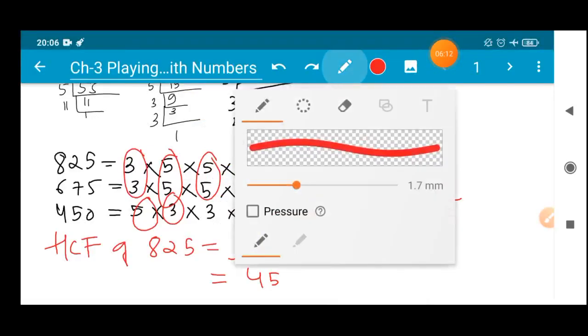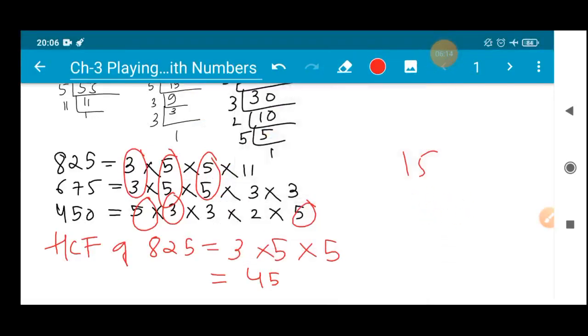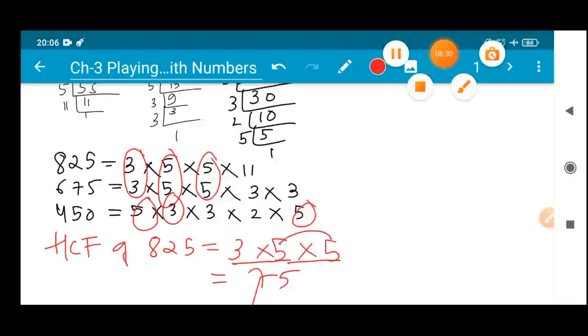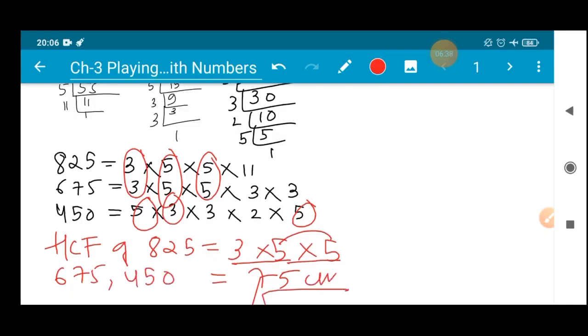Okay, sorry, here it should be 5, right? So it should not be the 45. The value here will be 15 into 5 is 75. Okay, 5 3s are 15, 15 5s are 75. Or 25 5s are 25, 25 3s are 75. So I think you have got the answer now. You have got the HCF of 825, 675 and 450 as 75 centimeter.